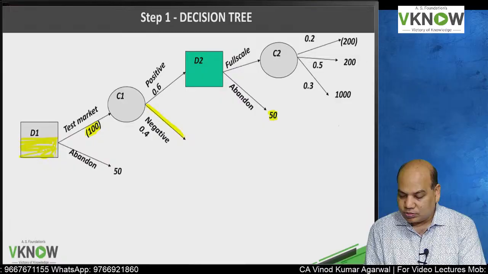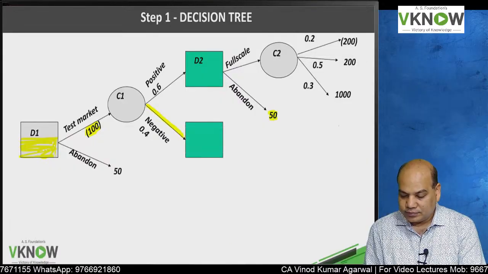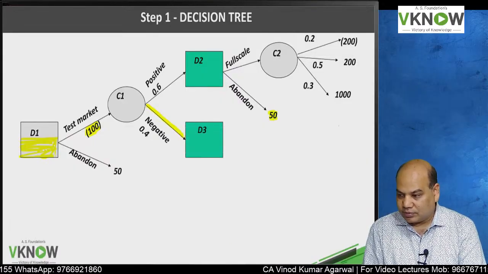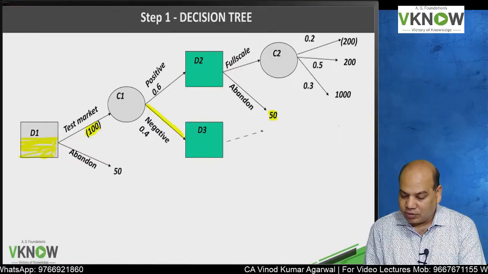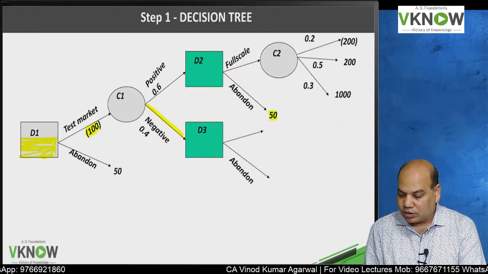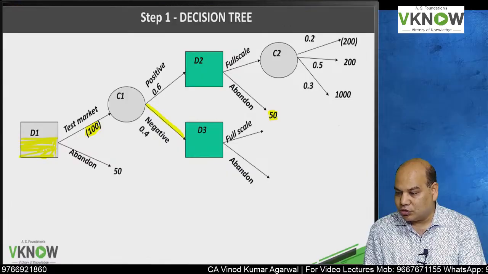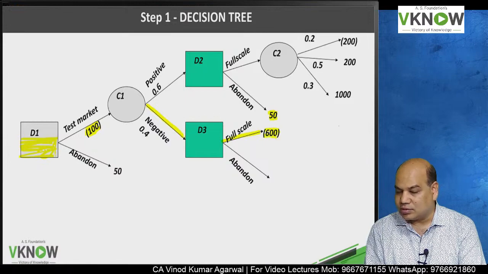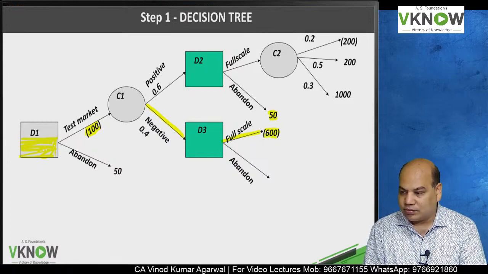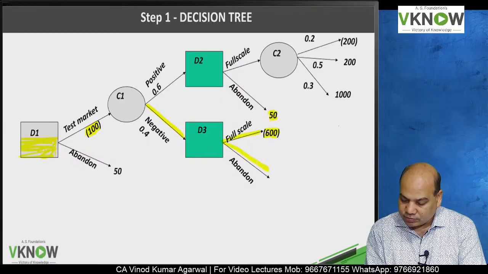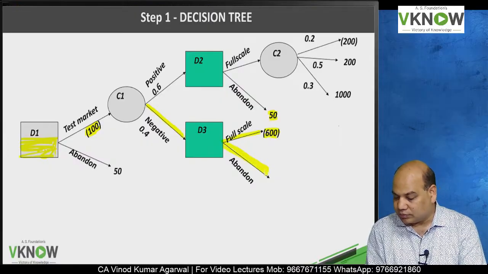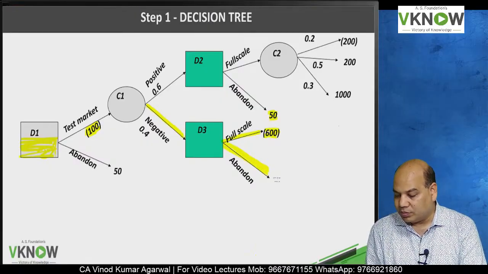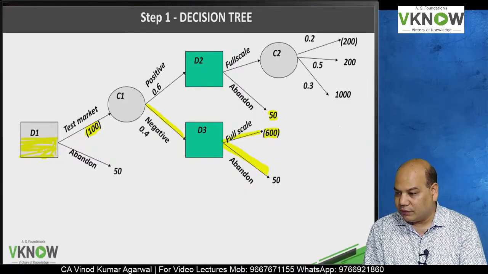This is still open. If you get negative feedback from test marketing, again we have two choices: one is to abandon and one is to go for full scale marketing. If you go for full scale marketing, the loss will be 6 lakh, 600 in 1000. And if we abandon the product, we will get 50,000.